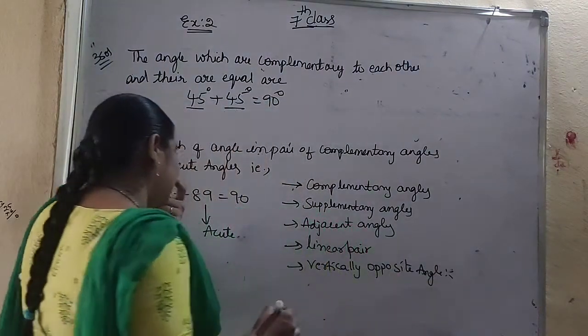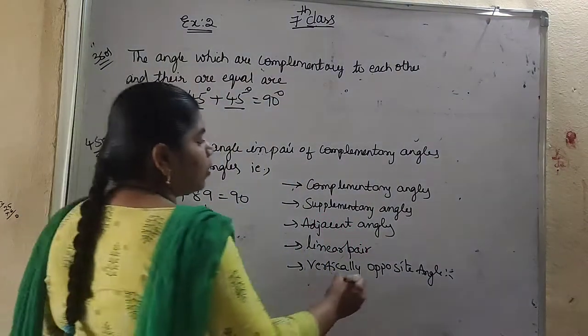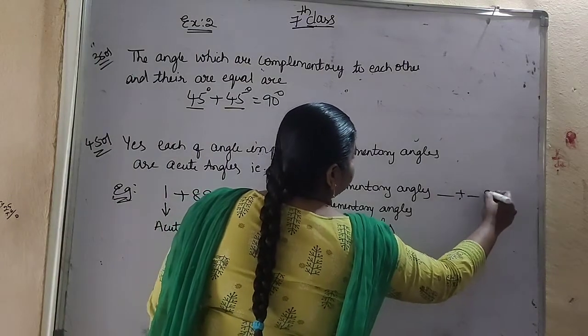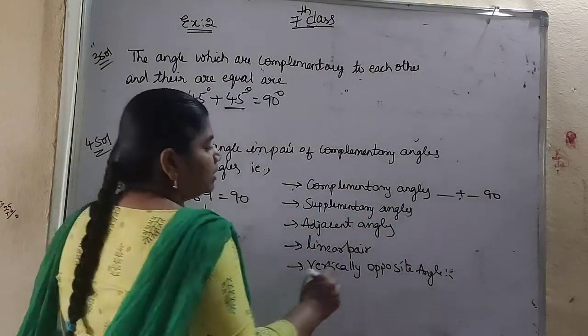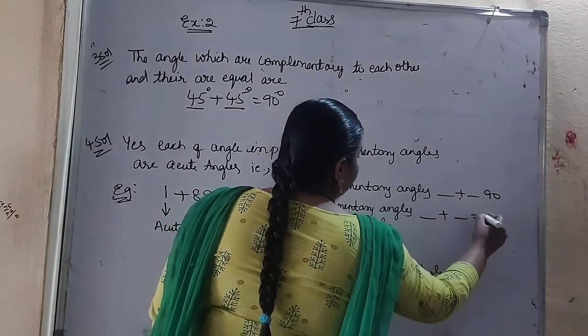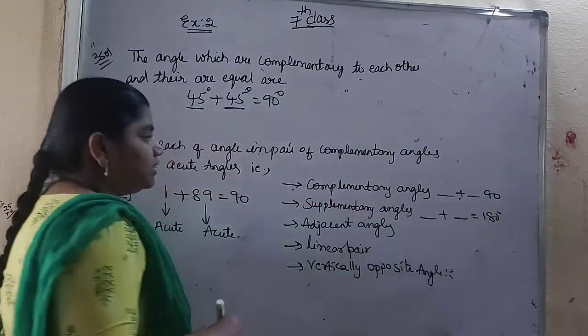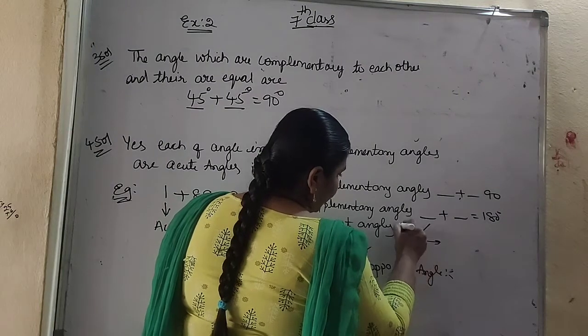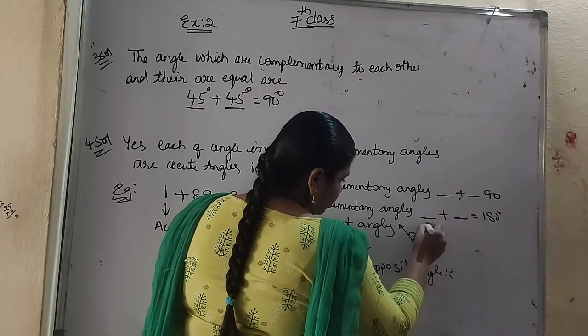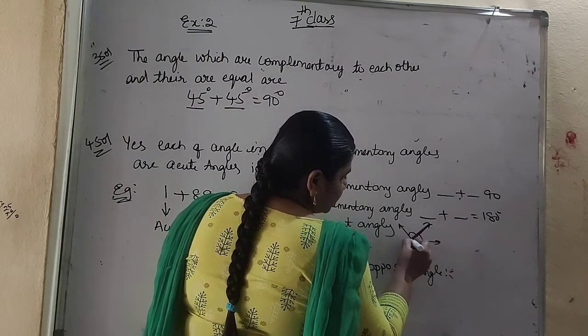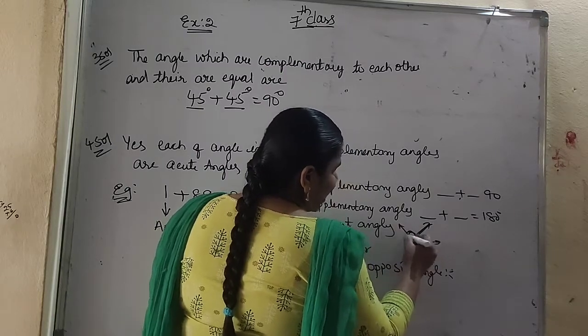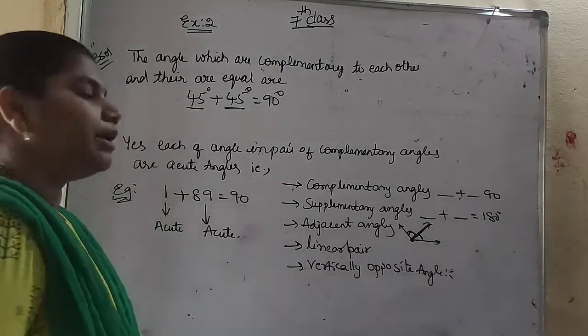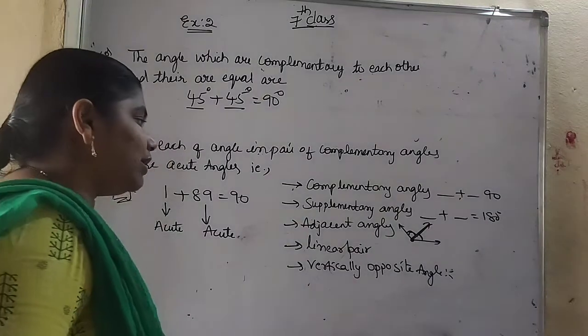So once again, you see this. Complementary means the sum of two angles should be equal to 90. Supplementary means the sum of two angles should be equal to 180. Adjacent angles means they should have a common arm and also a common vertex. This is a common arm and this is a common vertex, and these angles are lying side by side. So they are called adjacent angles.